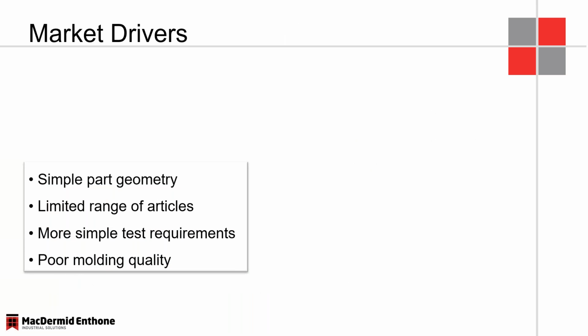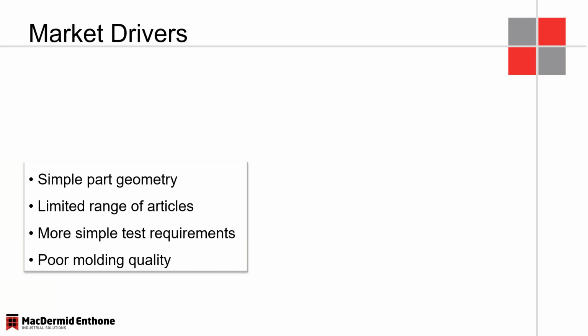So what are the market drivers for technology for acid copper? Why do we need to continue to develop these processes? What do we need them to be able to do? And how does the market drive that? How does it dictate these advances in technology?